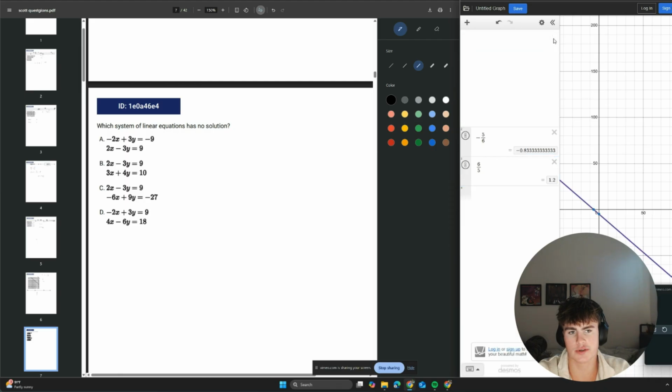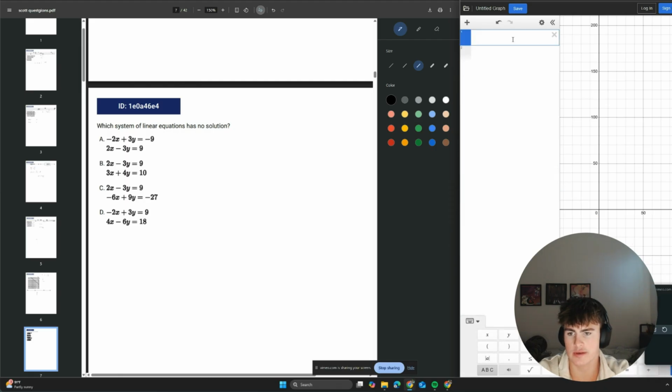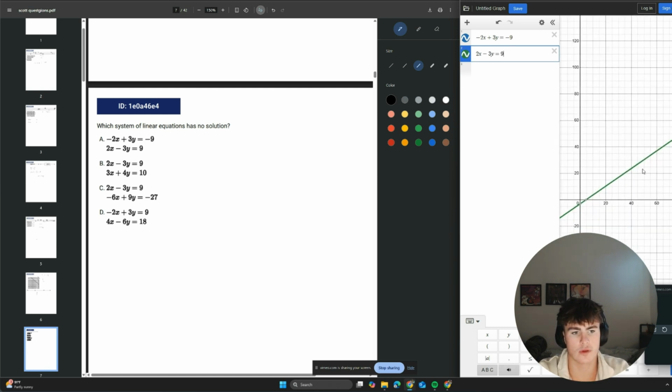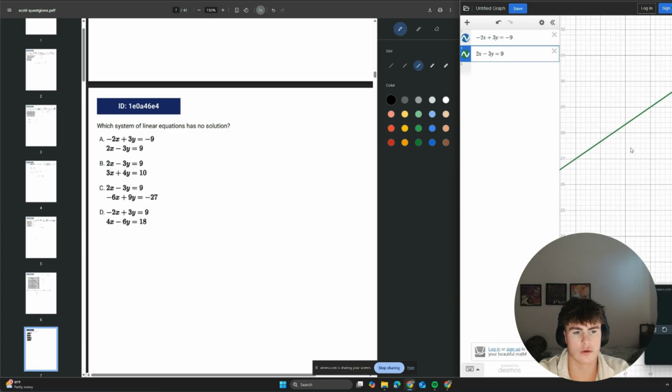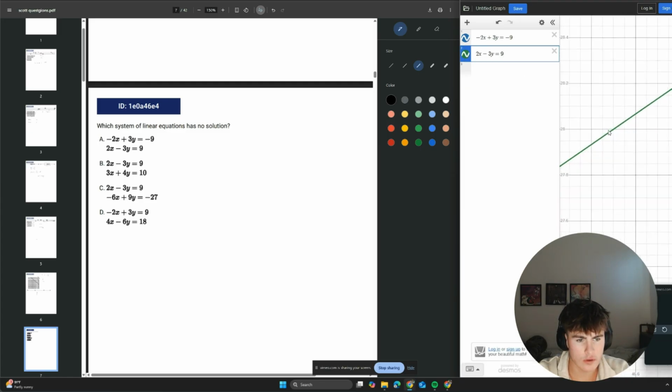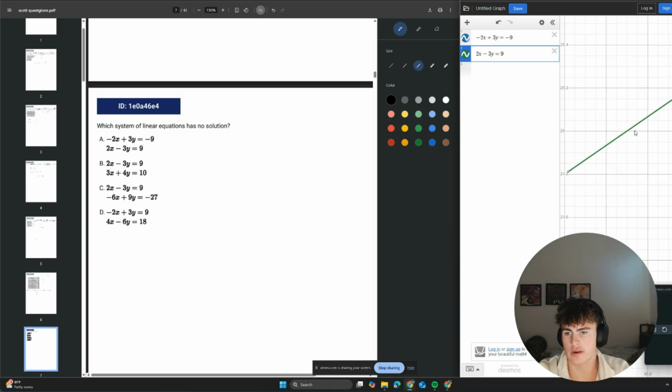Which one has no solution? We can just go ahead and plug these in, I guess. Yeah, let's do that. Plus 3y equals -9. No solution, by the way, is going to be parallel. Let's zoom in here. Okay, yeah, so this will be infinite.